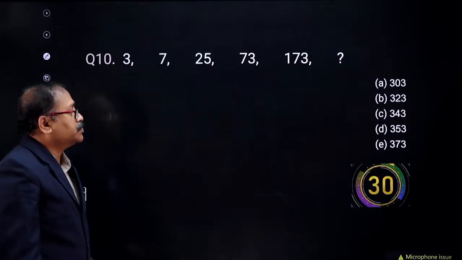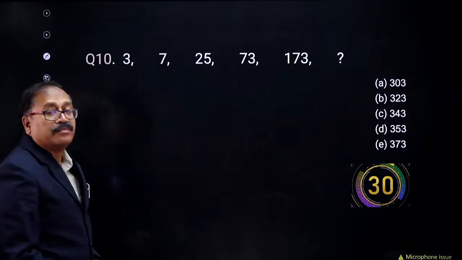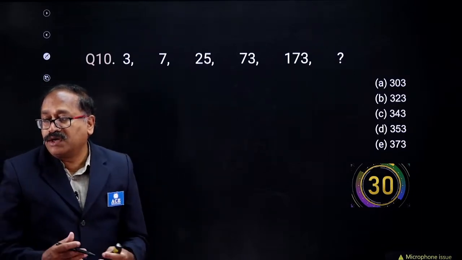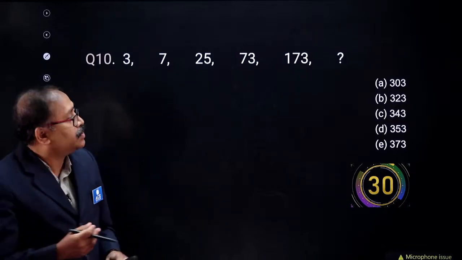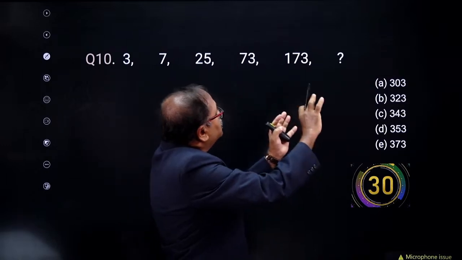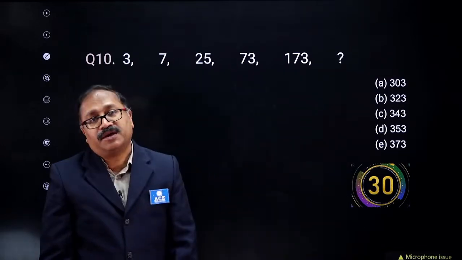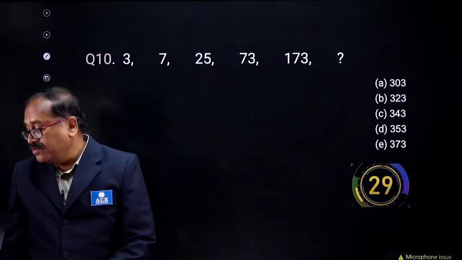Okay, next one. It's a number series, and there is no exam where you will not find the number series. Can you see that: 3, 7, 30, 27, 73, 173 and dash. I give 30 seconds for you to think about it.